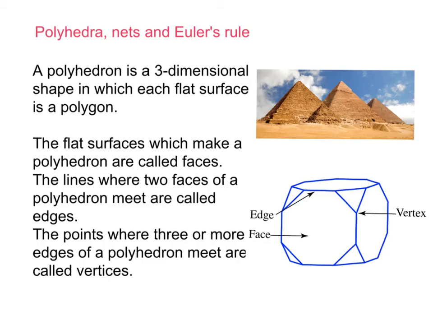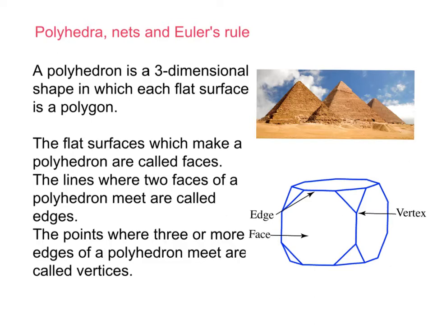Okay, Year 7, welcome to Polyhedra, nets, and Euler's Rule. These are the three things we're going to be learning about. So you need to have a heading in your theory or your grid book, in red, underlined: Polyhedra, nets, and Euler's Rule. Okay, and you need to be writing this definition.